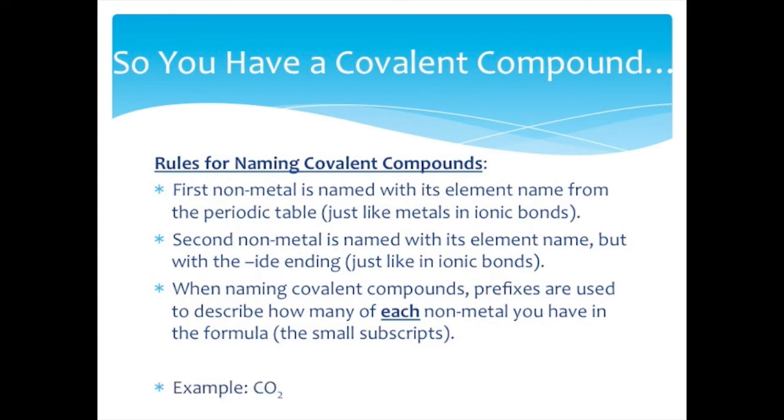So let's do an example. CO2. Everyone is familiar with this formula. It is what plants take in to be able to photosynthesize. CO2 stands for carbon dioxide. The carbon atom is named just straight its name from the periodic table, just as we set up in the first step. And oxygen has its nonmetal root with the IDE ending, but now we've got this prefix in front of it, the di, because we see a 2 in the chemical formula. So the prefix di is represented by the 2 in the chemical formula.